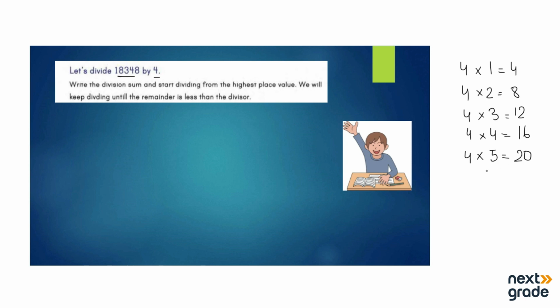Alright, we have 20, we have 6 24, 4 sevens 28, 4 eights 32, and 4 nines 36, and for tens we all know that it's 40, right?